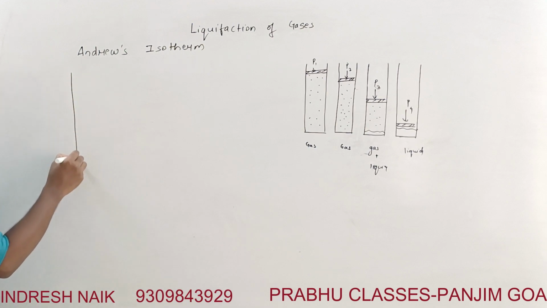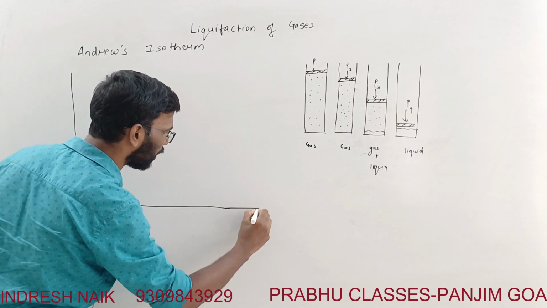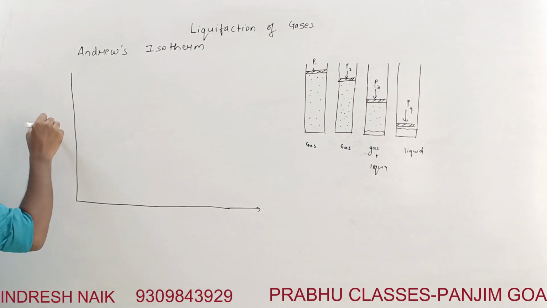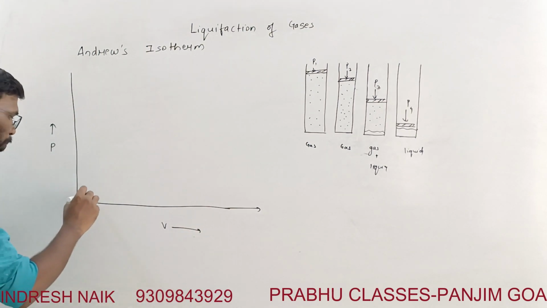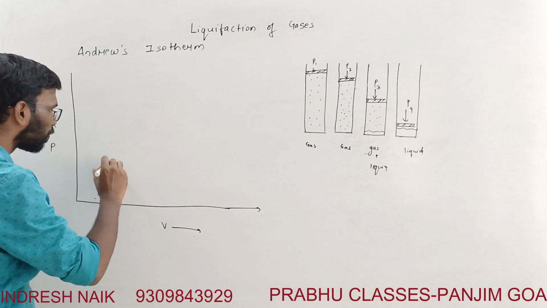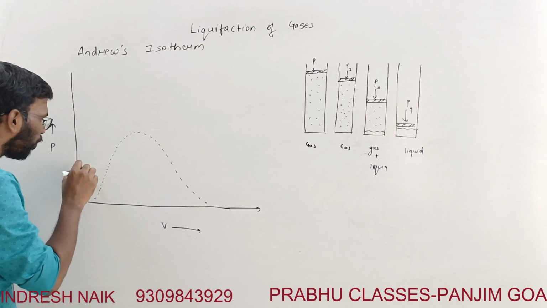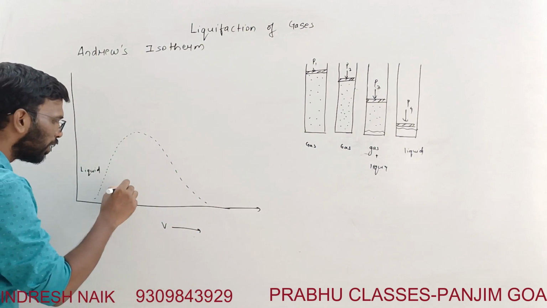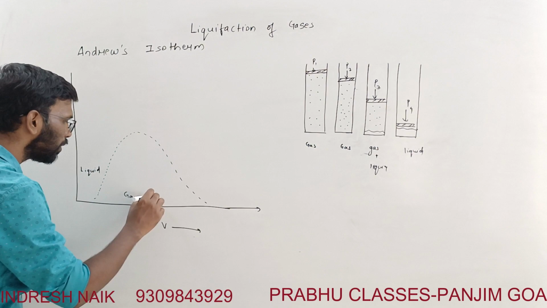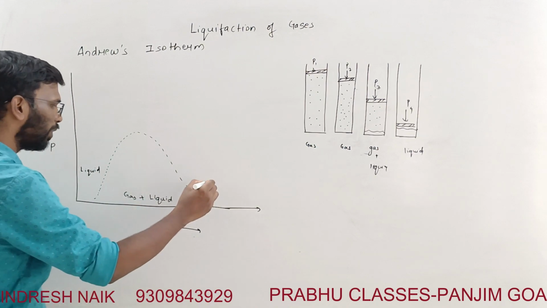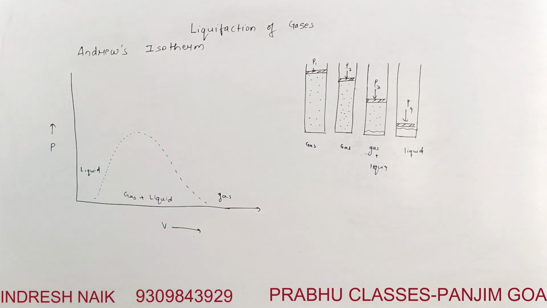So this is the graph. Let's write the pressure volume relationship. This is the pressure, this is the volume. I'll mark some regions. This is the liquid phase. This side it is liquid. This is a phase where there is a gas and liquid, gas plus liquid. And this side, this is the gas.